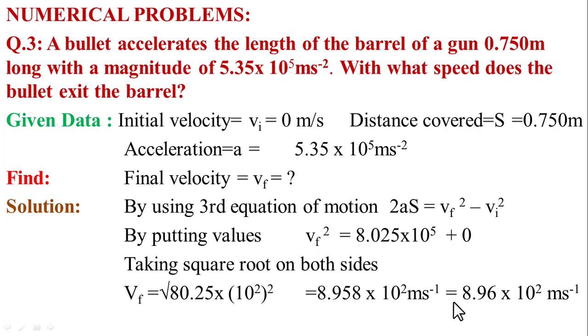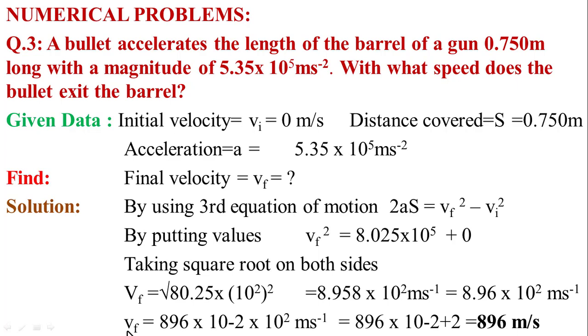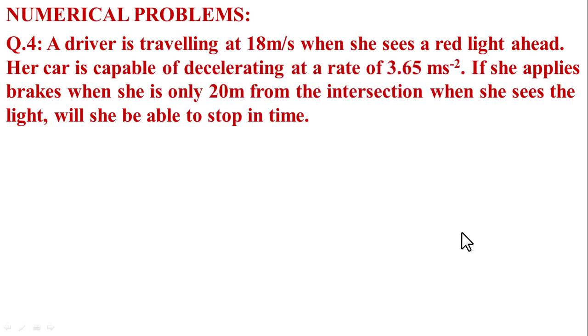So final velocity is 8.96 multiplied by 10 raised to power 2 meter per second. Now the final velocity, we can write that 896 meter per second. So we will move to the numerical problem, question number 4.